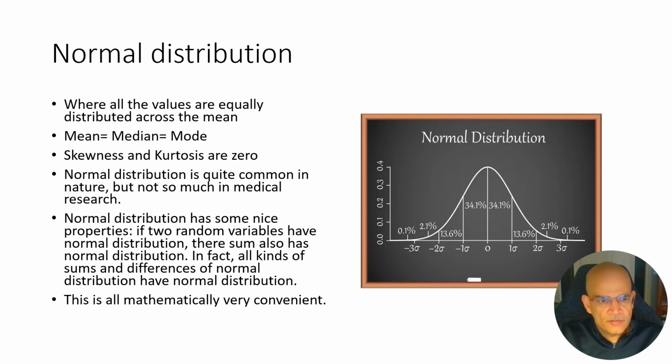Okay, so next is the normal distribution. We all know about the normal distribution. The normal distribution is a distribution where mean, median, and mode are the same. Skewness and kurtosis are 0.